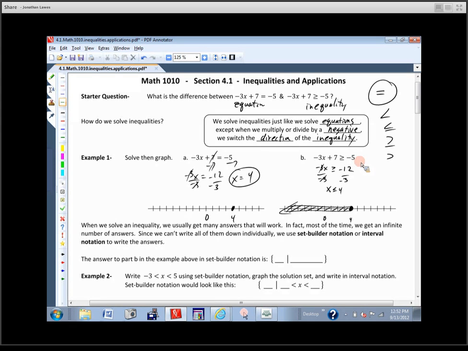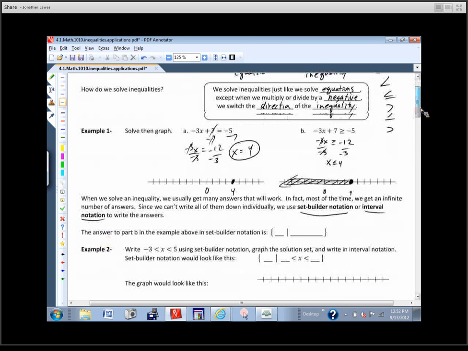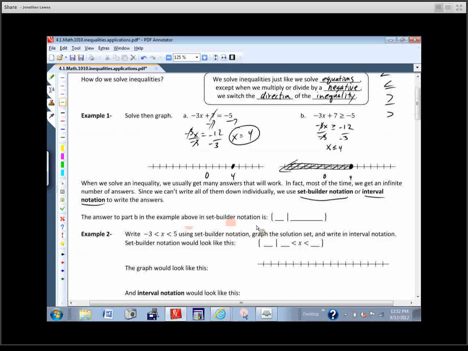So we can't write down all the answers, so we use inequalities or we use pictures to indicate where they are. And many times we use something called set builder notation or interval notation. Now we've used this a little bit already, but we just want to make sure that we're clear on how to do this. So here's how we'd write the answer to part B in set builder notation.